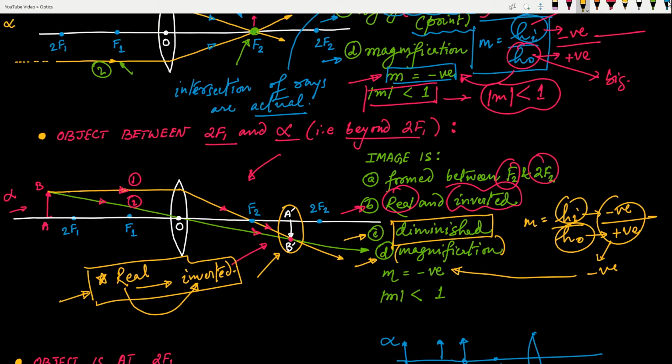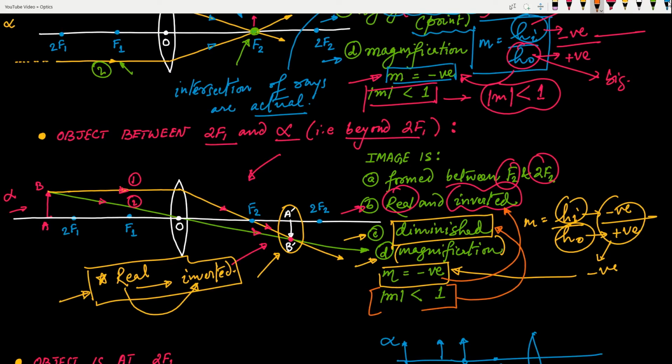So always remember that magnification will be negative only when the image is inverted. So I will just write it here that when the image is inverted, m is negative. And the last thing is that the modulus of m will always be less than 1 when the image produced is diminished. These things you need to remember and keep in your brain. Okay, so this is all about the image properties when the object is placed between 2f1 and infinity, or we can say that the object is placed beyond 2f1. I hope this is clear.